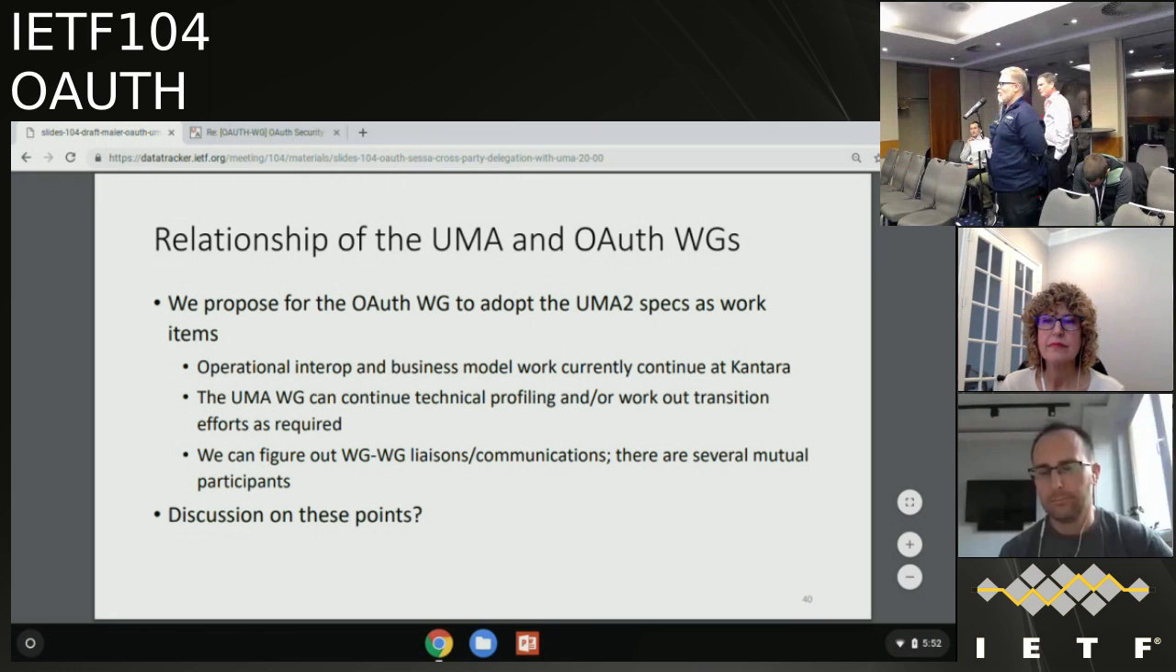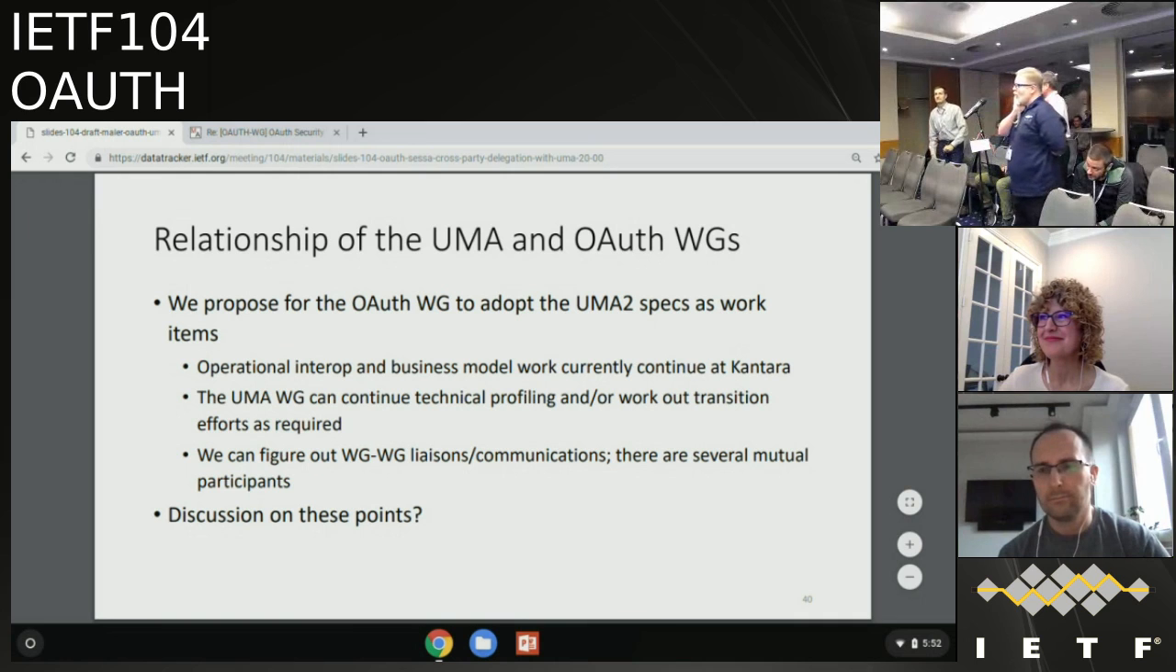No, what do you mean? That there could be an individual submission from Kantara to the IETF document stream, which would enable publication of a draft unchanged, but not as a working group document. Then there would be a UMA 3. I understand, but that's not what... Is that what you're asking for? No, that's what she just said. Okay. Yeah.